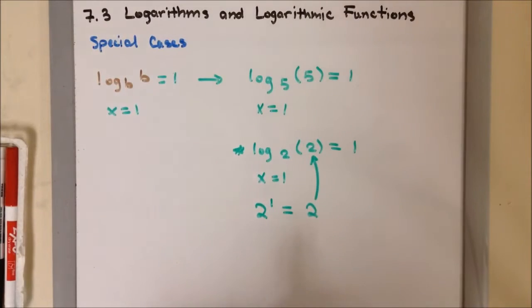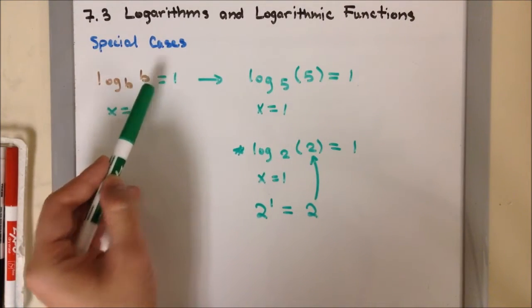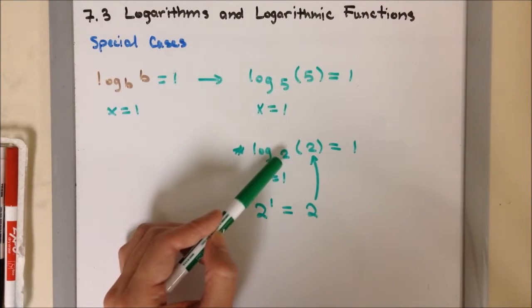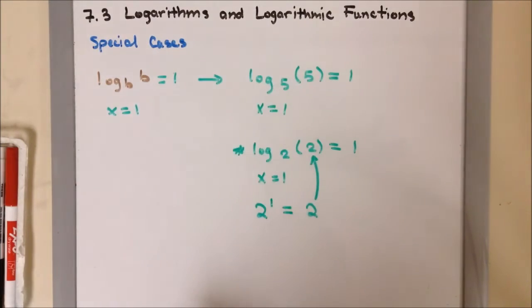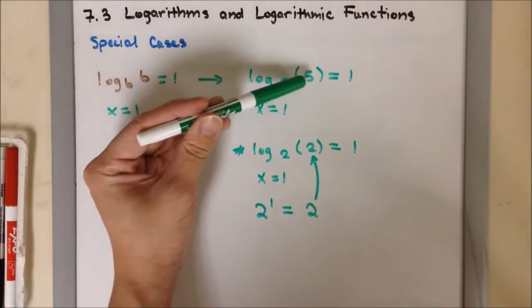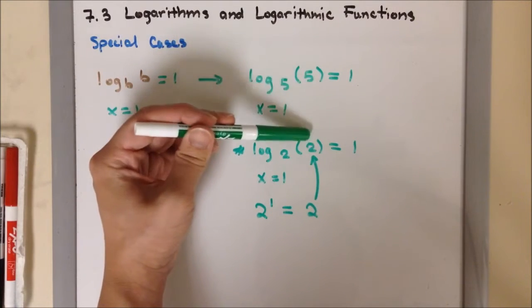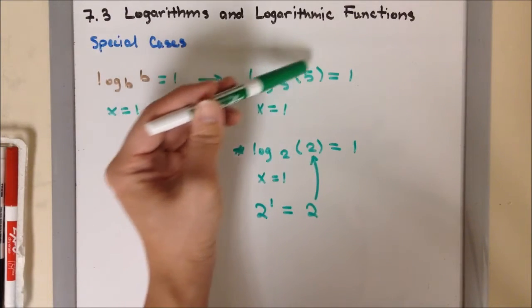So, when you have a log base b of b, like log base 5 of 5, or log base 2 of 2, then it will equal 1. Keep in mind what type of numbers you have here. I want to talk about other special cases, especially with numbers inside the parentheses, or when you're doing a log of the number.